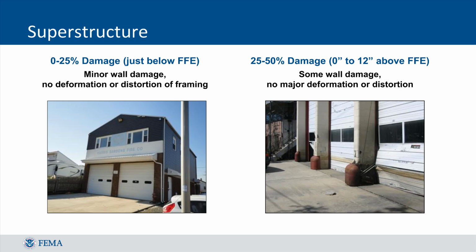A structure with only minor wall damage and no distortion or deformation of the framing would fall into the 0 to 25% damage range. In this case, the structure will generally appear undamaged from the outside. Damage in the 25 to 50% range would include some weakening of structural support systems, such as studs.